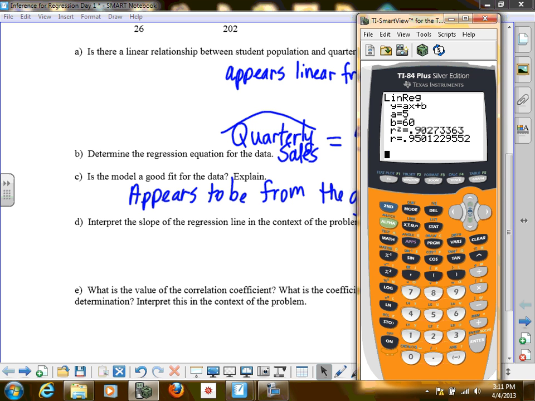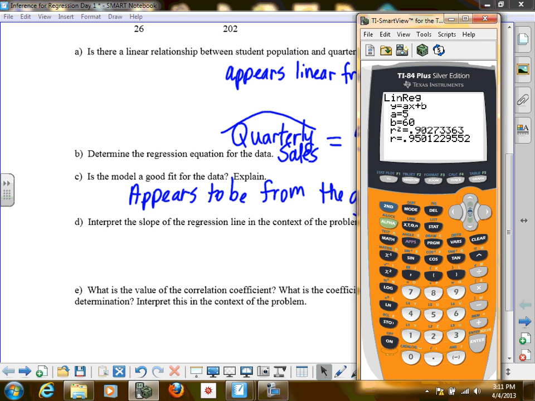Good. There's a strong, what kind of, which direction? Positive, linear relationship between student population and quarterly sales. Good. So, again, R is that measure of linearity. Okay, R is that correlation coefficient, measure of linearity.